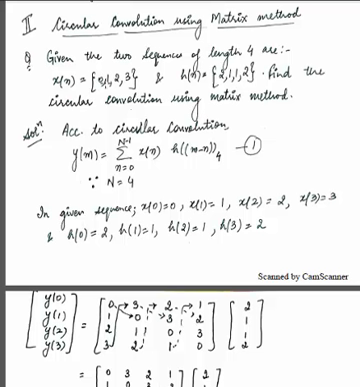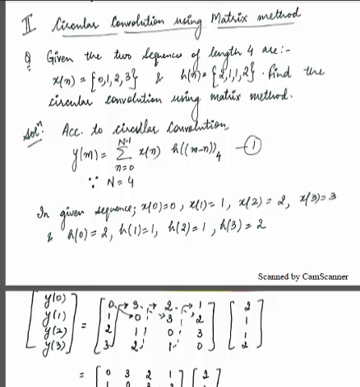In the given sequence, we know x of 0 is 0, x of 1 is 1, x of 2 is 2, x of 3 is 3. And in a similar way, h of 0 is equal to 2, h of 1 is 1, h of 2 is 1, h of 3 is 2.